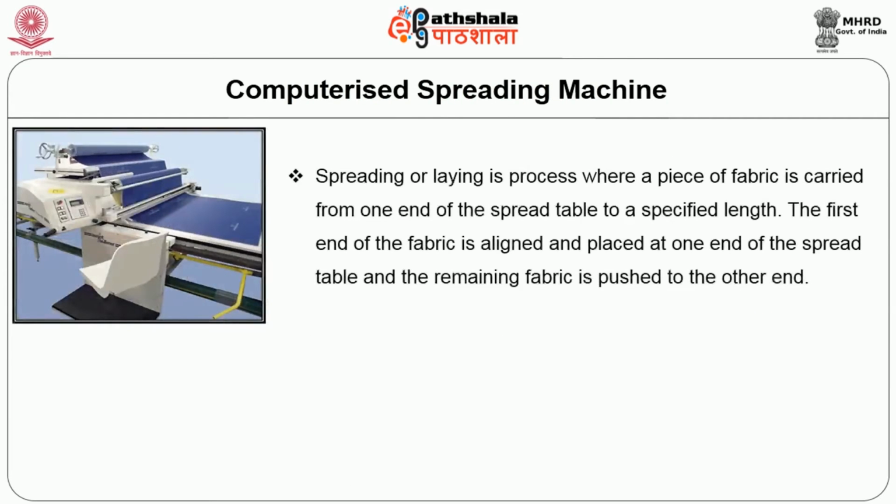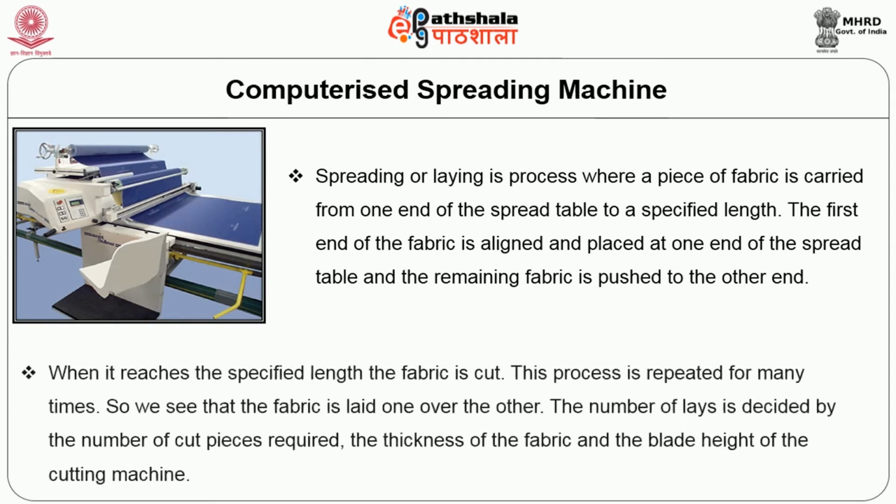Now we shall learn about the computerized spreading machine. Spreading or laying is a process where a piece of fabric is carried from one end of the spread to a specific length. The first end of the fabric is aligned and placed at one end of the table and the remaining fabric is pushed to the other end. When it reaches a specified length, the fabric is cut. This process is repeated many times. So we see that the fabric is laid one over the other.